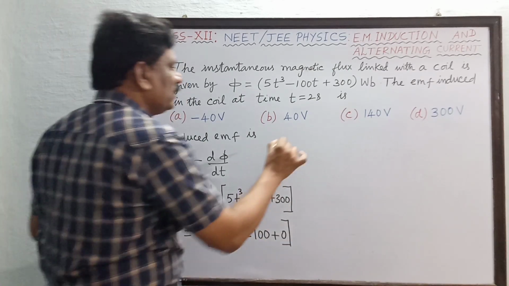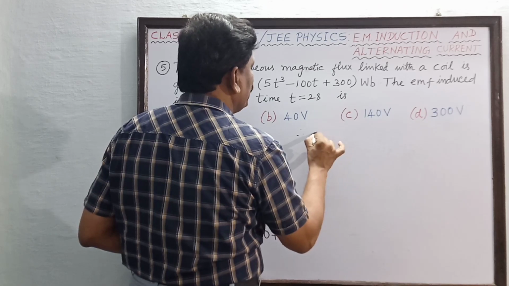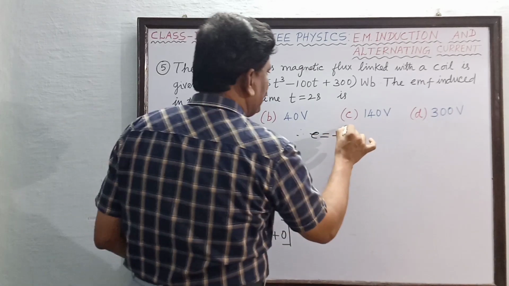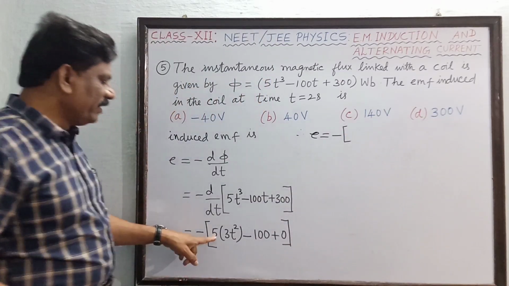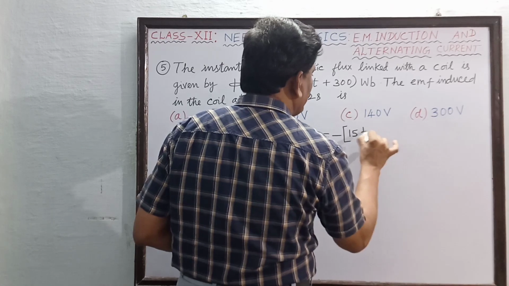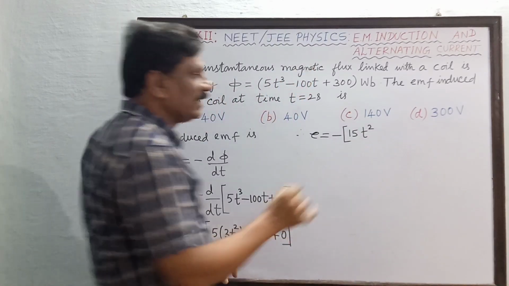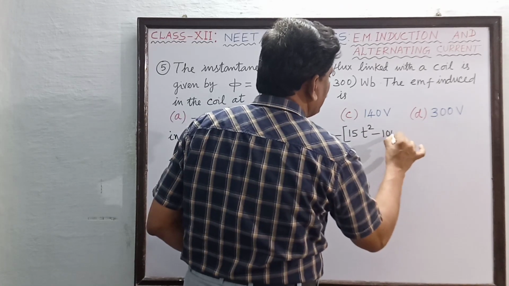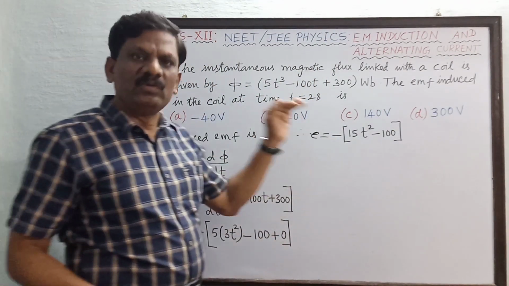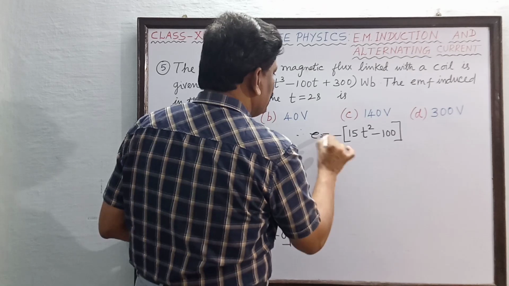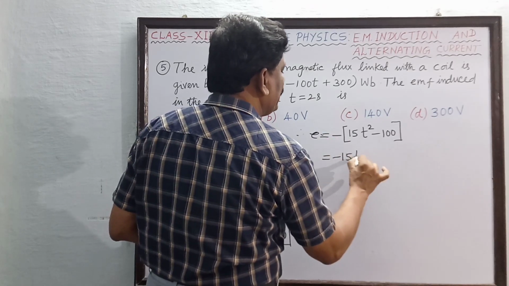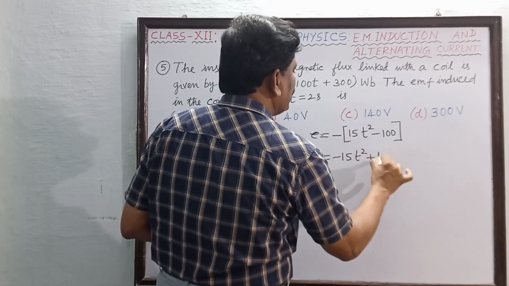Okay. Therefore, now the induced EMF E is equal to minus of 5 into 3t square is 15t square minus 100. So outside there is a negative sign. You have to take it carefully. So by opening the brackets, this will become minus 15t square plus 100.